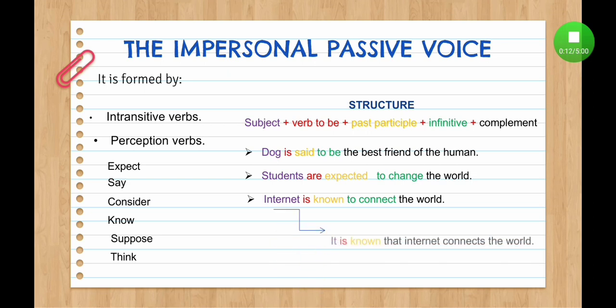But we also have another option for this sentence. It is known that the Internet connects the world. As I said before, it's not mandatory to add the particle in infinitive. In this case, we don't need a verb with the particle to. We only need the subject, the verb to be conjugated, and then the past participle of the main verb. It is known that the Internet connects the world.